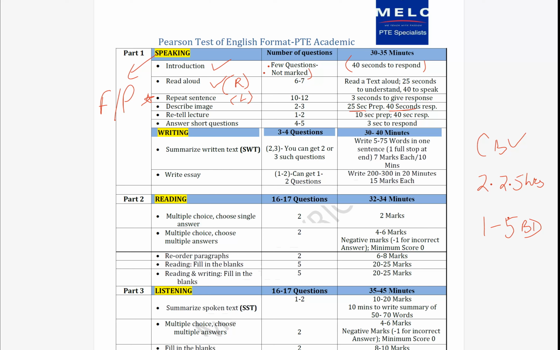Again, you must keep in mind throughout your speaking, you must be fluent and you must have good pronunciation. Describe image doesn't really affect any other module.